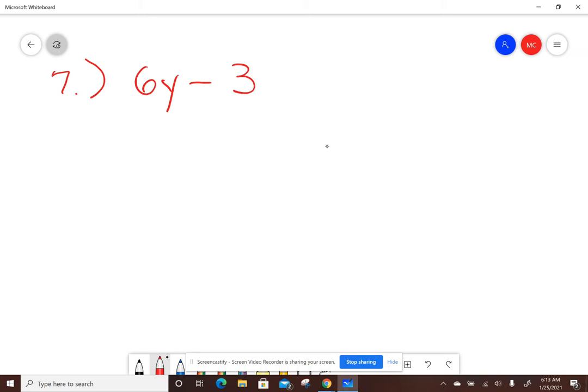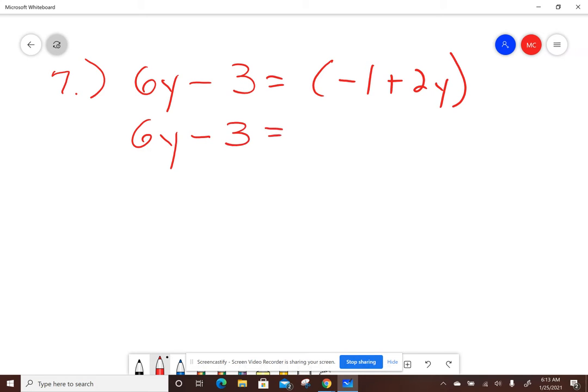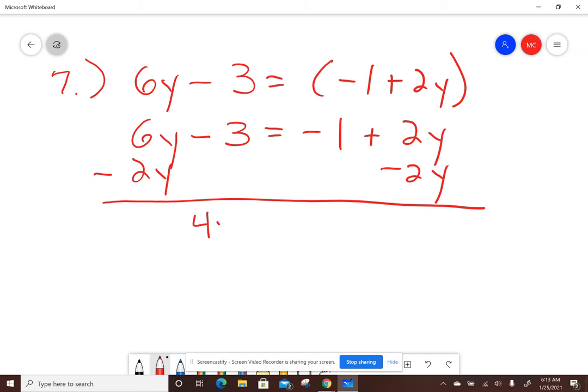6y minus 3 equals negative 1 plus 2y. Okay, there's absolutely no reason for there to be parentheses on the right-hand side because grandma's 1. So I'm just going to rewrite this without the parentheses. Now I have a variable on both sides. My goal is to get the variable on just one side. So I could subtract 6y from both sides, or I could subtract 2y from both sides. To keep it positive, I'm going to subtract 2y. So I get 4y minus 3 equals negative 1. Then I add 3 to both sides.